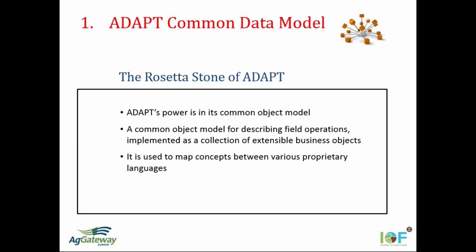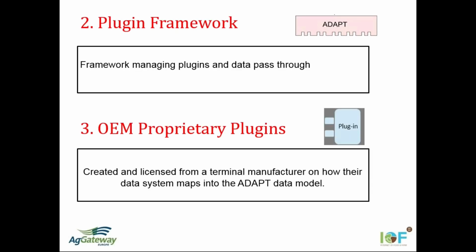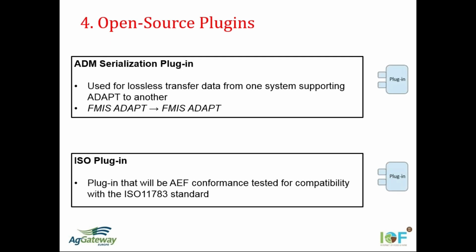So again, I've gone through the common data model and what it is, and this is the power that drives all of these solutions. Here's an example of what that data model looks like, just a snippet of it, but it's actually the conceptual mapping to make sure that we know what something is called in one system is referring to this other item that has a different label in another system. Then the framework itself, the OEM plugins, and the open source plugins.